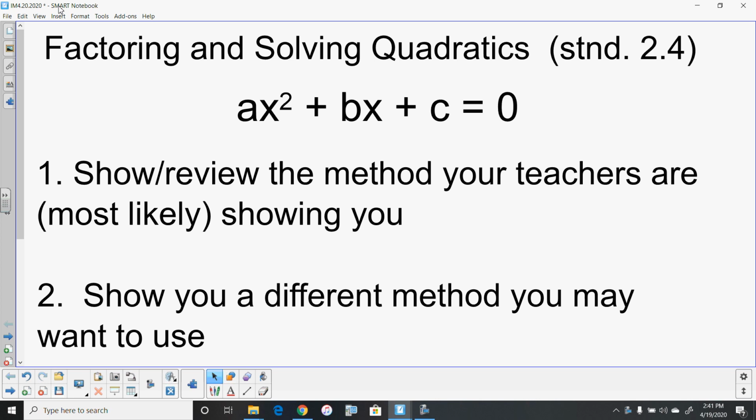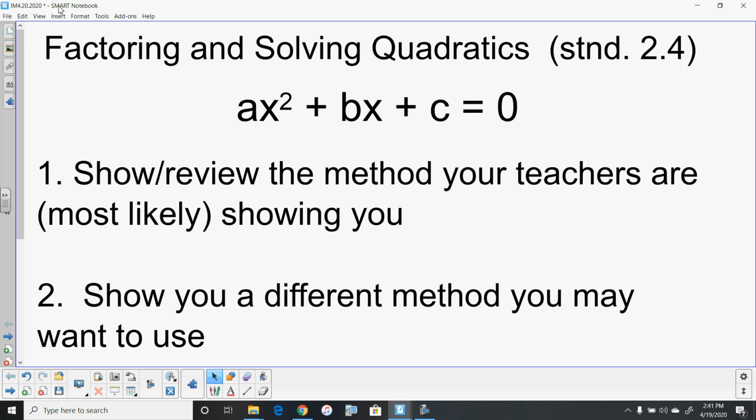All I'm trying to do, guys, is to provide something that will help what your teachers in Algebra 1 are giving you, maybe showing you another way of doing something. What we're going to look at today is solving and factoring quadratics. This is part of standard 2.4.